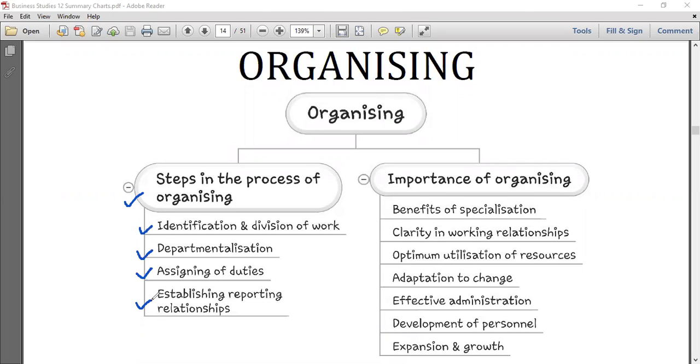So as soon as you assign the authorities, the next step of the process of staff organizing will come, that is establishing reporting relationship. That is, who will report to whom. Establishing reporting relationship means who will report to whom. Obviously the subordinate will report to the superior.